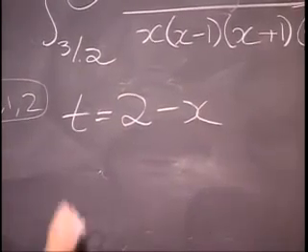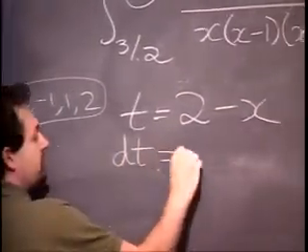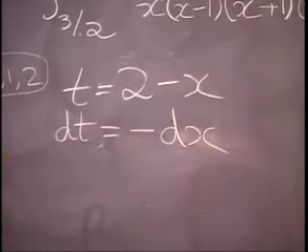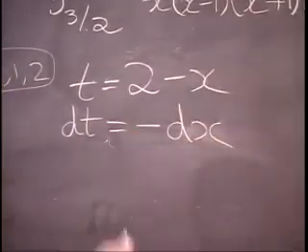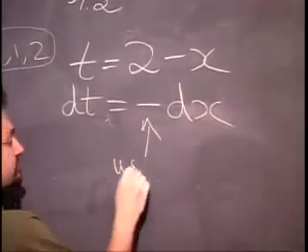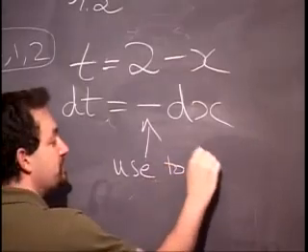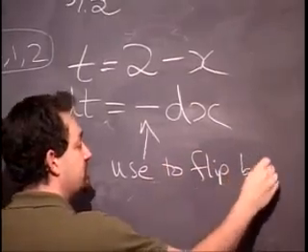So what does this do? Well, dt equals minus dx. So that's a little bit different because there's a minus sign. But I'm going to use this to flip the bounds of the integral.